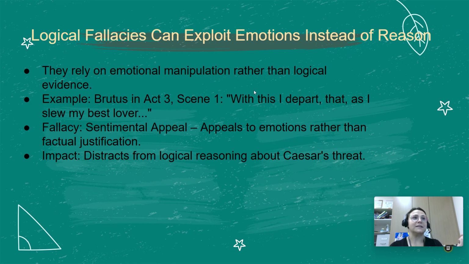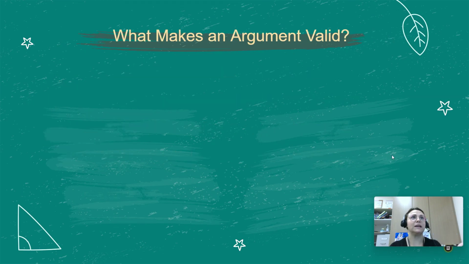And again, this is an example. "With this I depart, that as I slew my best lover." And this appeals to emotions rather than factual justification, and it distracted from logical reasoning about Caesar's threat. Brutus is just saying, "Well, I loved him and I feel really bad that I killed him because he was like my brother," but then never once is giving any reason as to why Caesar was actually a threat.